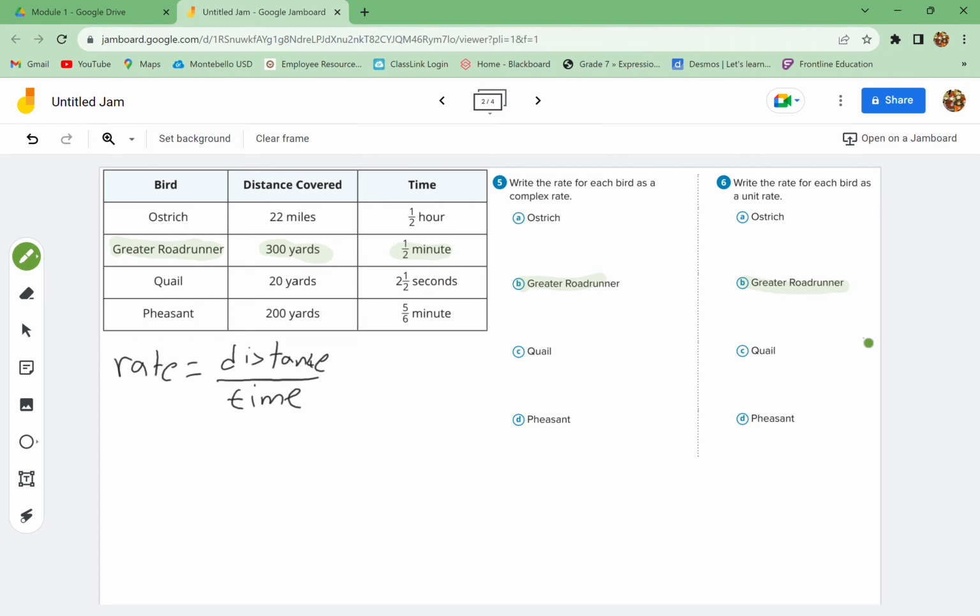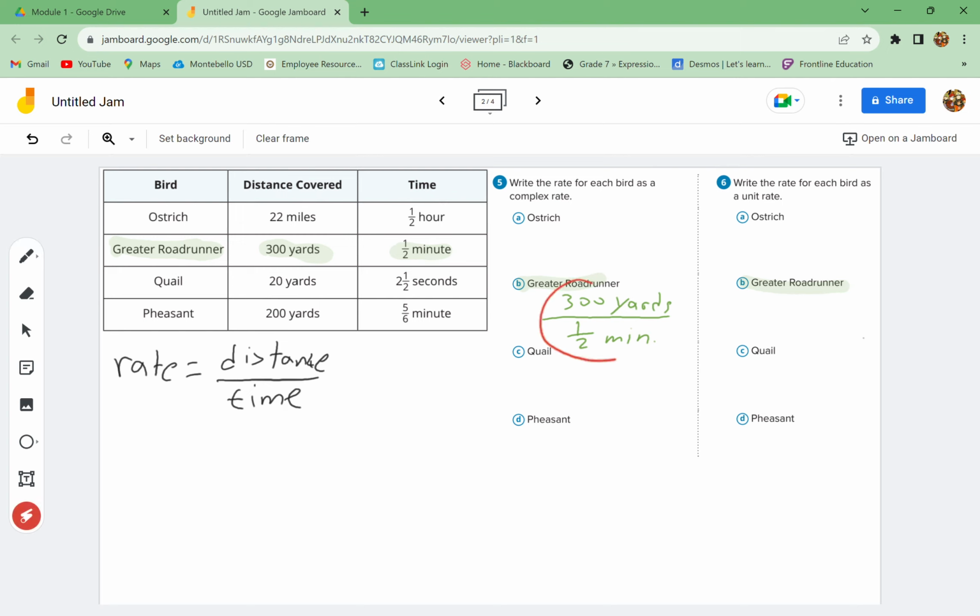Okay, so when I find the rate and I want to write the complex fraction, again, I just put a division bar, just like we did in class. I put the distance on the top, so I have 300 yards per half a minute. Okay, just like that. And what I want to do is work it out like we did in class.